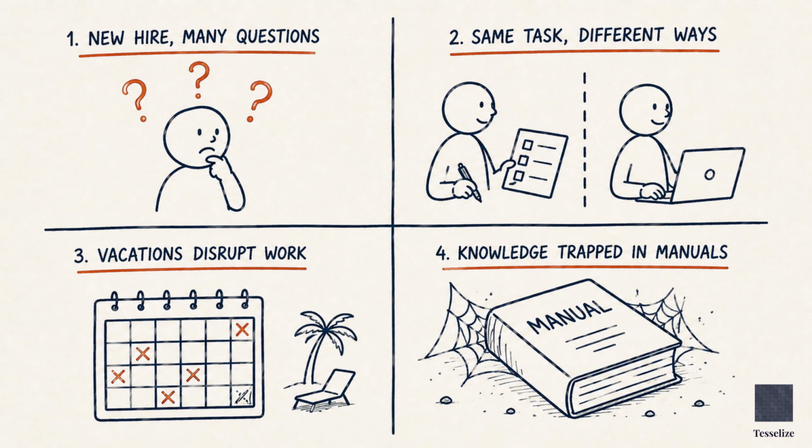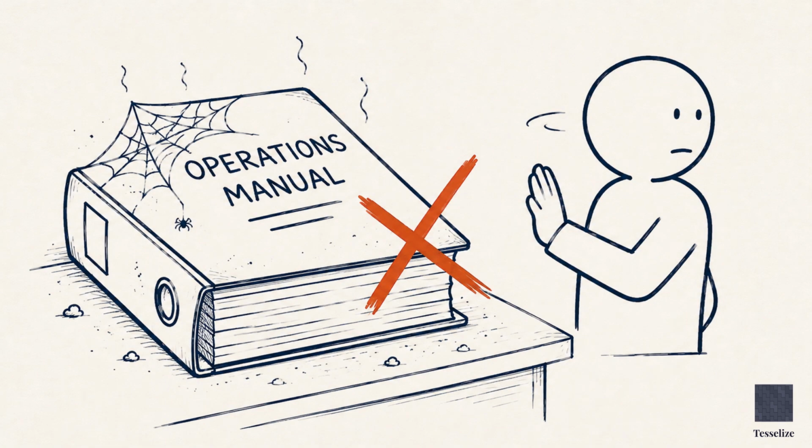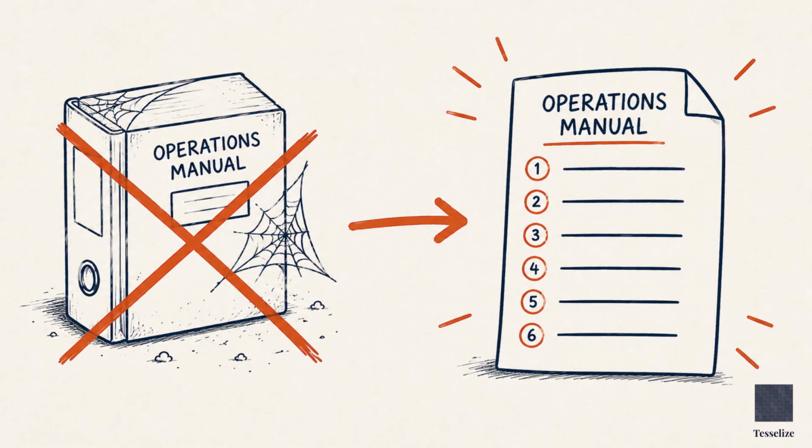Now, most people think the solution is to write a big operations manual. 50 pages, detailed procedures, screenshots for every step. And you know what happens to those manuals? Nobody reads them. They are out of date within a month. They sit in a shared drive folder collecting digital dust. The actual solution is much simpler. 1 page per process, 15 minutes to write, and it actually gets used.